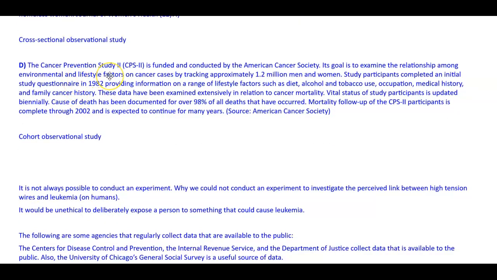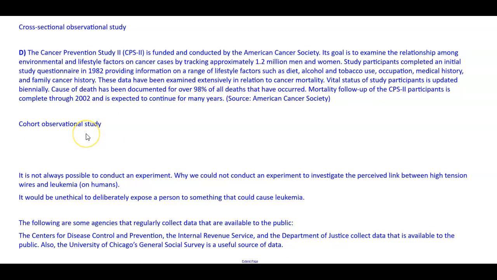Part D: The Cancer Prevention Study 2, CPS-2, is funded and conducted by the American Cancer Society. Its goal is to examine the relationship among environmental and lifestyle factors on cancer cases by tracking approximately 1.2 million men and women. Study participants completed an initial study questionnaire in 1982 providing information on a range of lifestyle factors such as diet, alcohol and tobacco use, occupation, medical history, and family cancer history. These data have been examined extensively in relation to cancer mortality. Vital status of study participants is updated biannually. Cause of death has been documented for over 98% of all deaths that have occurred. Mortality follow-up of the CPS-2 participants is complete through 2002 and is expected to continue for many years. This is a cohort observational study.